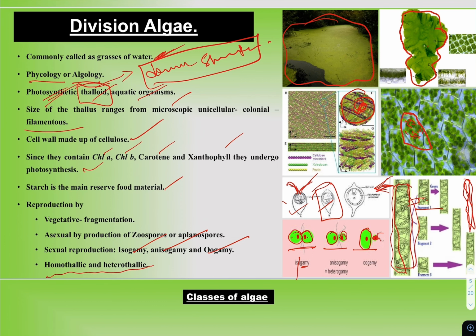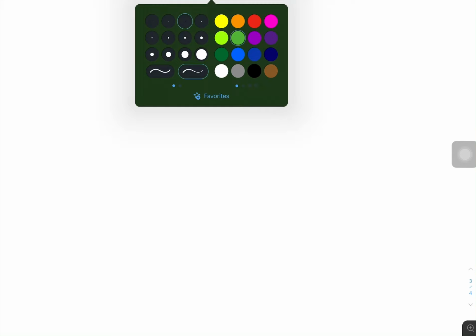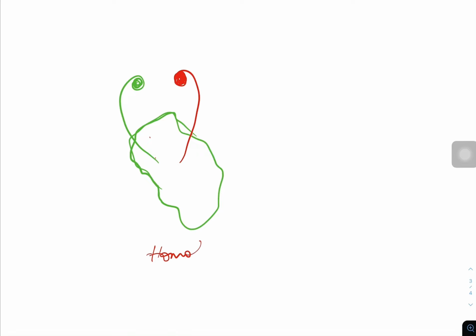The last important point is homothallic or heterothallic. Some algae are homothallic and some algae are heterothallic. Homothallic means within the same thallus. See here, this is a thallus, a dorsoventrally flattened structure. Within the same thallus, there is a male reproductive structure and a female reproductive structure. The male gamete is also coming from the same plant body, and the female gamete is also coming from the same plant body. Hence, it is called homothallic.